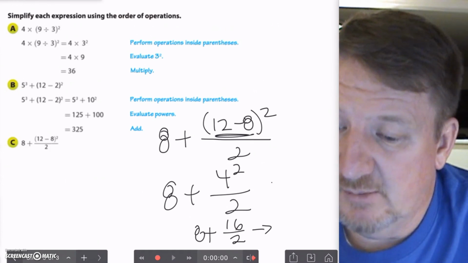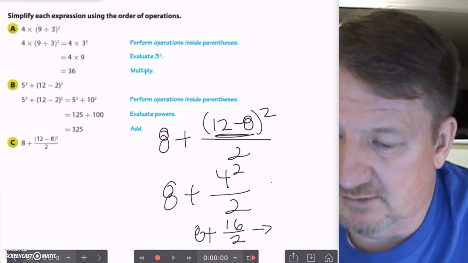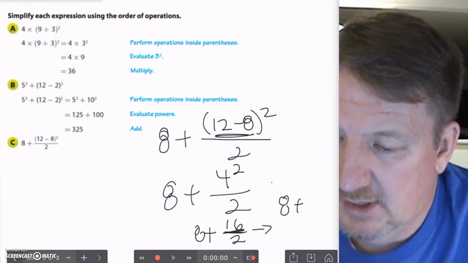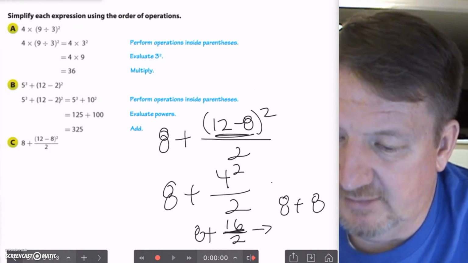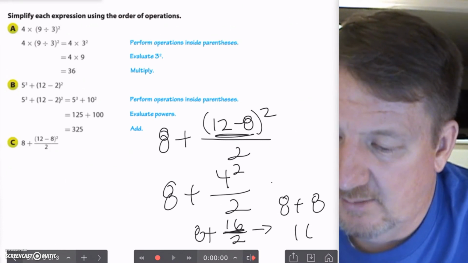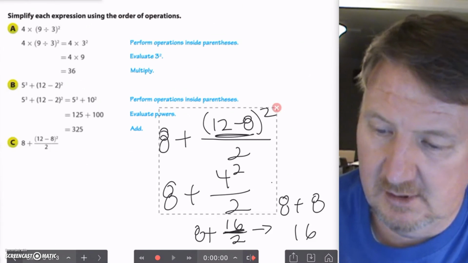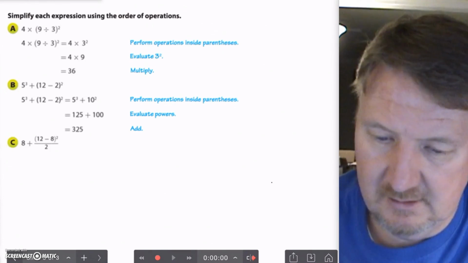Next thing I want to do is any multiplication and division. So I don't see any multiplication, but I do see some division. 16 divided by 2. All right, 16 divided by 2 is 8. So I just moved the 8 over here, and I simplified that. So I got 8 plus 8. My final answer should be 16. All right, let's see if I'm correct.